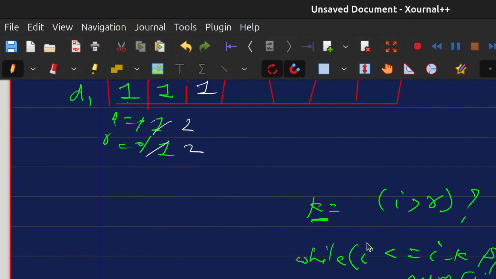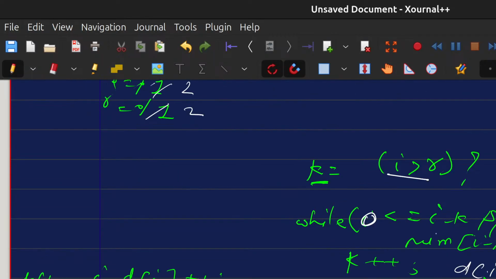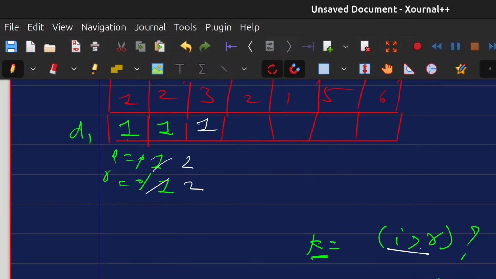No, it is not like this. It is not I, it is 0. Okay, it's 0. All right, so that's why there is no harm right now. So I is greater than R, which is correct. So k is equal to 1 right now. I is 3, so 3 minus 0 is less than 3 minus k. Yes, right? Because k is equal to 1 right now.